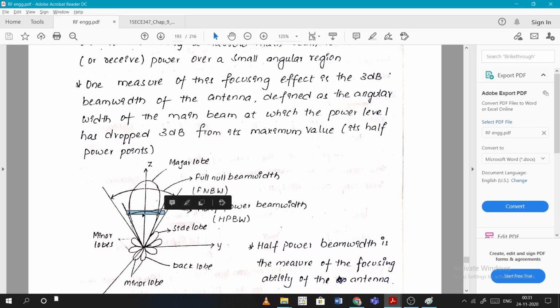At a particular level, let us assume for example the maximum power is 10 dB, and at a particular level we get 7 dB. That means there is a 3 dB drop, so that particular level is the half power beam width. In this diagram, at this line, the power is reduced by 3 dB. That's why this point is called half power beam width.